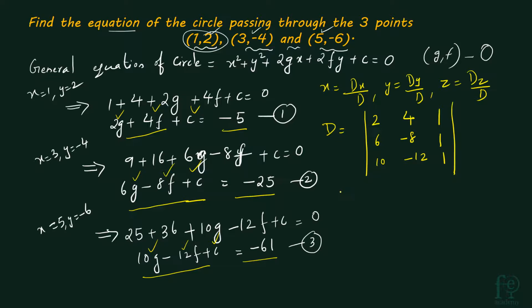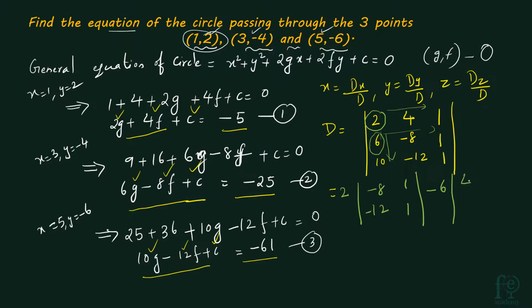How to do the determinant expansion? You might already know how we do it. It will be 2 into, we have to exclude the row and the column containing this 2. So you will be getting 2 into minus 8, 1, minus 12, 1. Now the second term you have to take is 6 and you have to put a minus also. So minus 6 into, you have to exclude the row and the column containing 6.